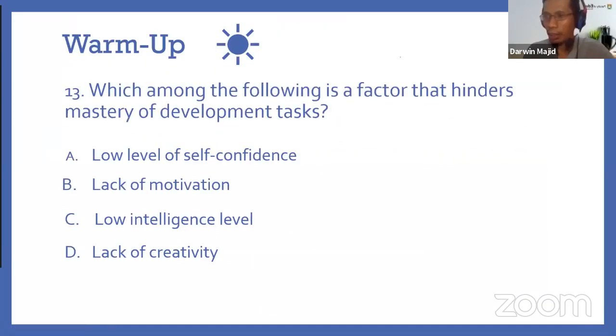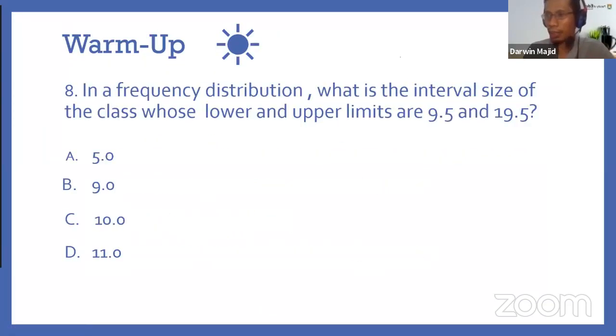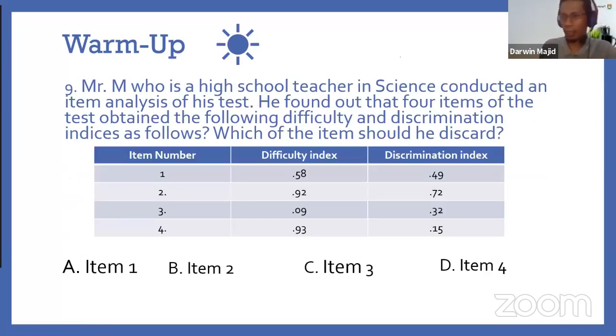Tingnan natin. Okay. So, difficulty index, discrimination index. He found out that 4 items of the test obtained the following difficulty and discrimination index. Which of the items should he discard? Letter D. Okay. According kay Sir Darrell, letter D. Lahat po ba letter D?